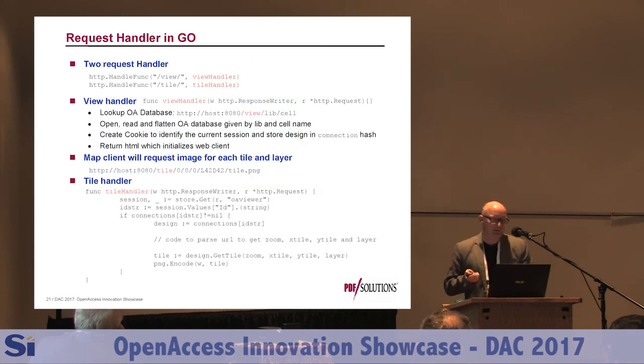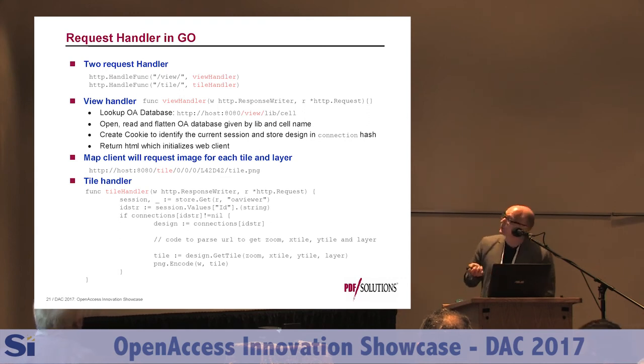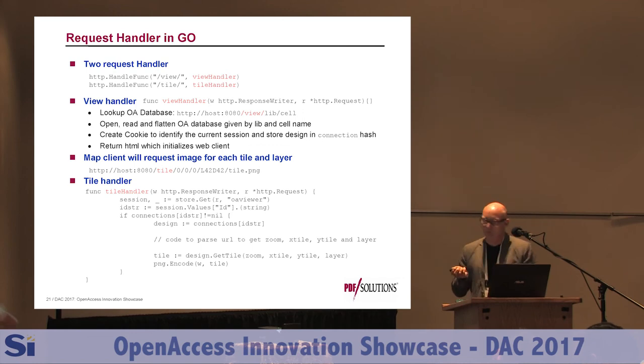Okay, so now we need to define, of course, a request handler in Go. As I said, the web server is one line of code. The request handlers are two more lines. The request handler would react to an address that calls your web server. I decided to go with a view handler and a so-called tile handler.